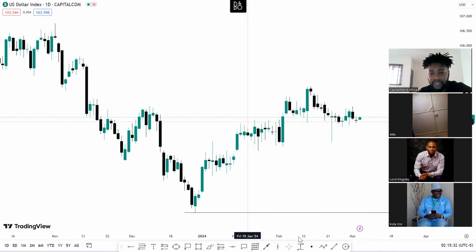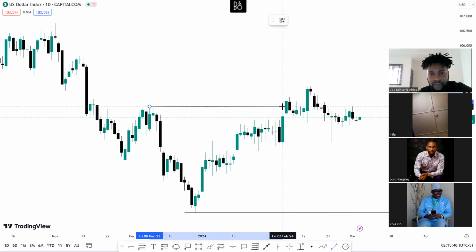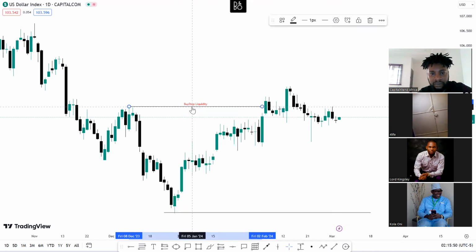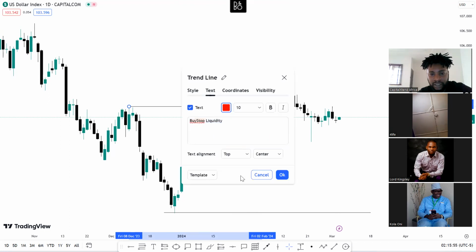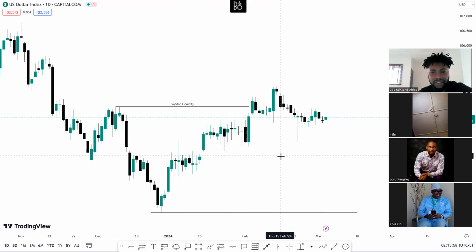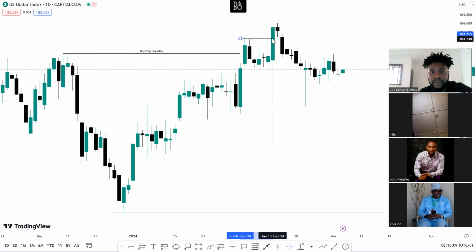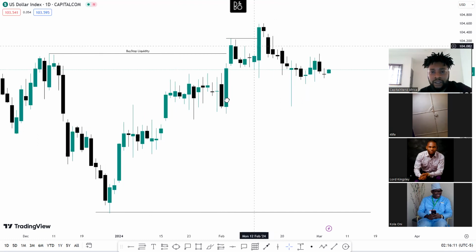Now, looking closely again, I have this buy stop liquidity here being taken out. I think I have to change this color to black. I love black so much. So what else am I seeing here? I have a turtle soup, or you can call it a stop hunt.